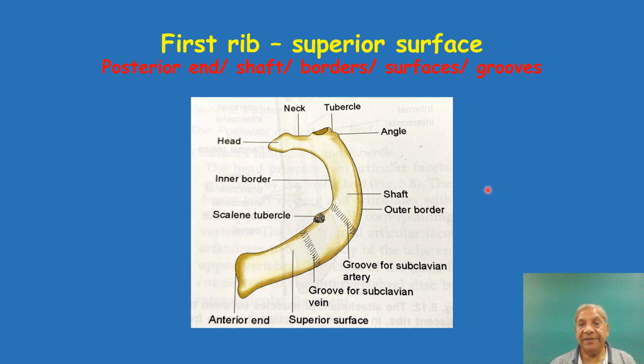And then you can also point out that on the inferior surface there is absence of the subcostal groove, which is the peculiarity of the first rib. Okay, all other ribs will show the subcostal groove except the floating ribs, which is absent here in the first rib.